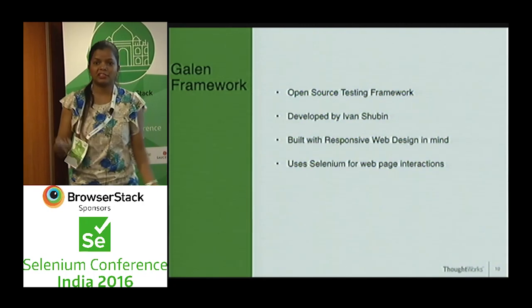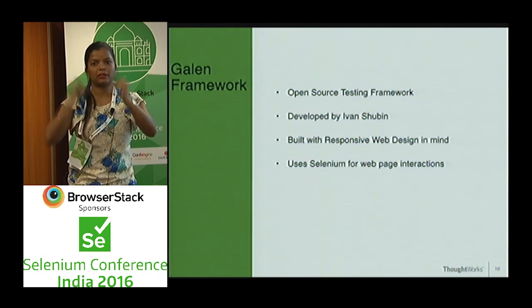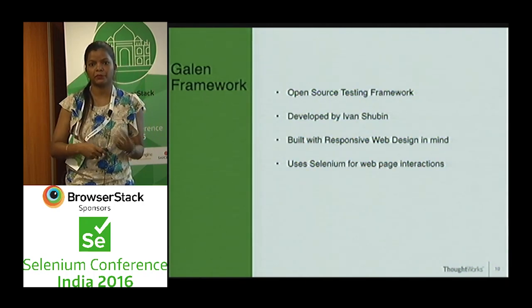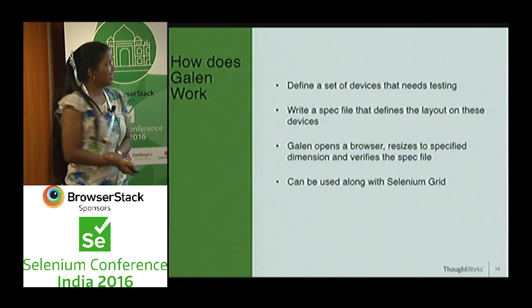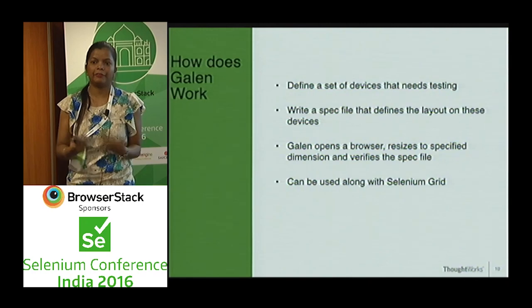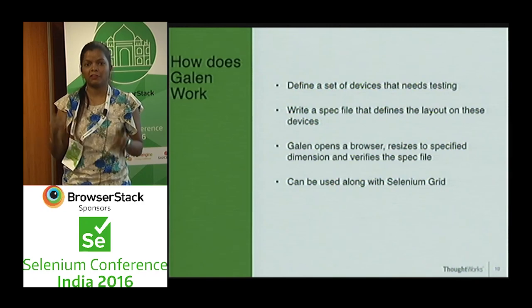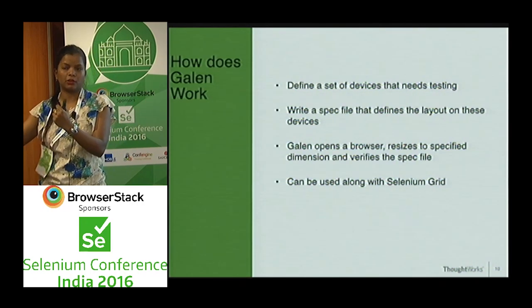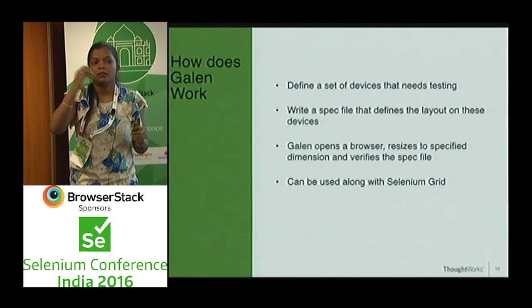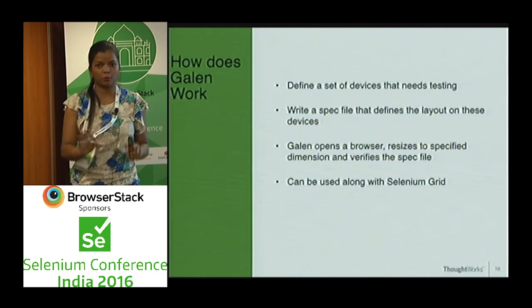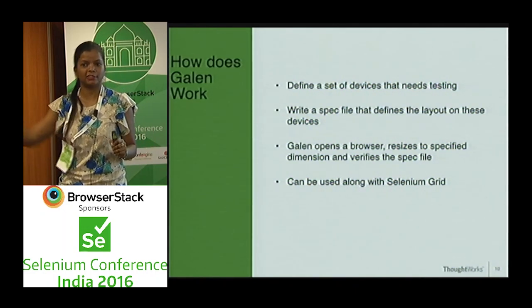So it uses Selenium internally. It uses Selenium to actually open the browser, resize the browser and do the validation on the page. So how does Galen work? Galen has something called a spec file. Like every language has a spec file, Galen has a spec file too. What you do is, first you come up with the device resolutions or device screen sizes that you want to test on. And then you write a spec file saying, okay, Galen, if my screen size is mobile, this is how my website should look. If my screen size is tablet, this is how it should look. And if it's desktop, this is how it should look.